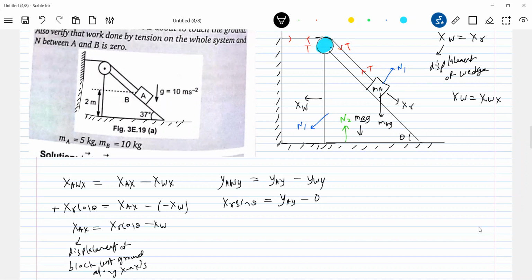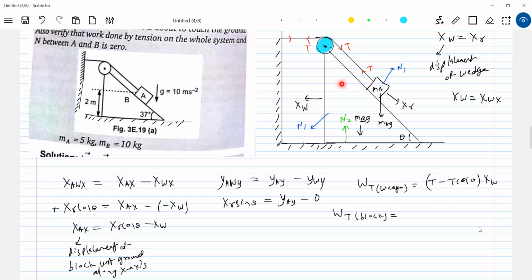Let's come to the work done by the tension. Look at the tension acting on this one. T minus T cos theta. So work done by the tension on the wedge. First I'll calculate the work done by tension on the wedge. Separately we'll calculate here. So T minus T cos theta into displacement of wedge. Keep it here. This is the thing. Now the work done by tension on the block. Component of tension will act along X and also along Y, no?